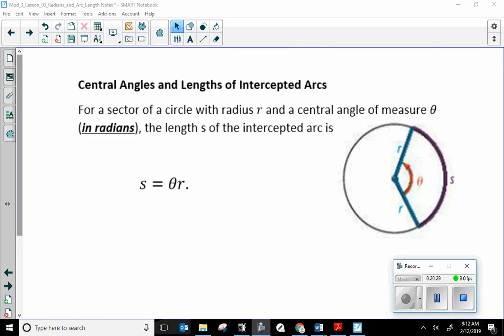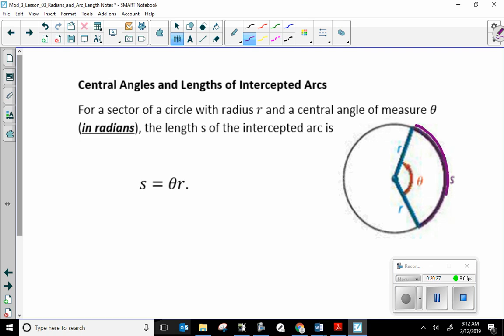Central angles and lengths of intercepted arcs. In case you didn't know, an intercepted arc, that's this right here. That's the arc that is inside my central angle. My central angle is this thing right here. Central angle is an angle where the point of the vertex is right in the center of the circle. The intercepted arc is the arc that the angle makes around the circle.